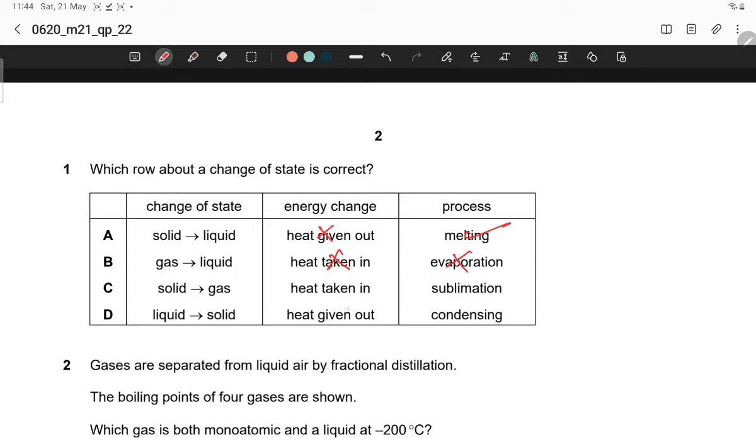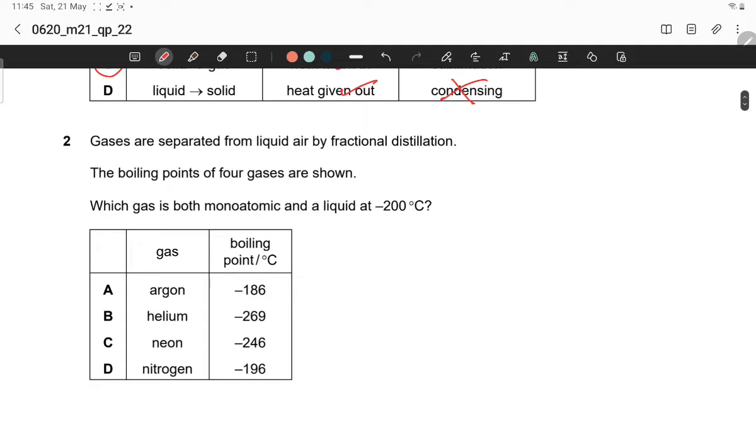Solid to gas, heat is taken in. Solid directly changes into gas. This process is known as sublimation, and heat is taken in when solid changes into gas. So this is correct, and the sublimation process is correct. So C is the correct option. Liquid to solid, this is freezing, heat is given out, this is correct, and condensing is incorrect. So D is also an incorrect option.